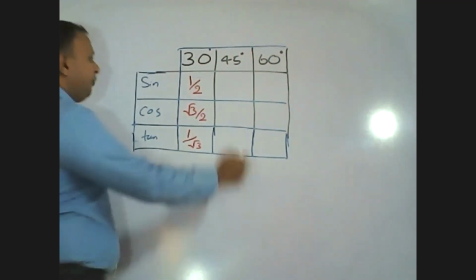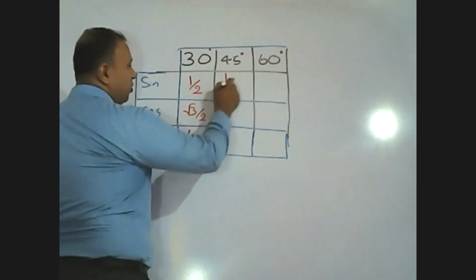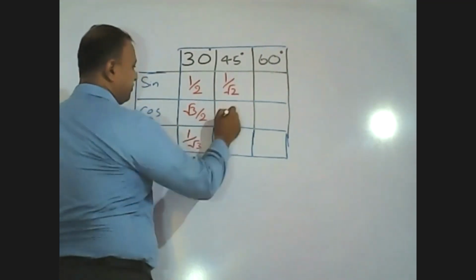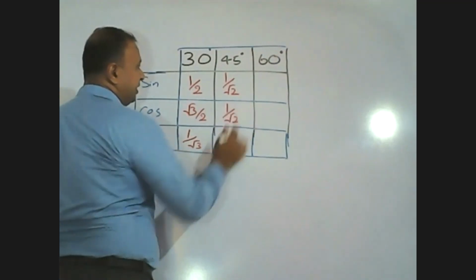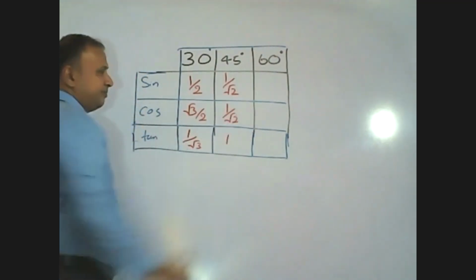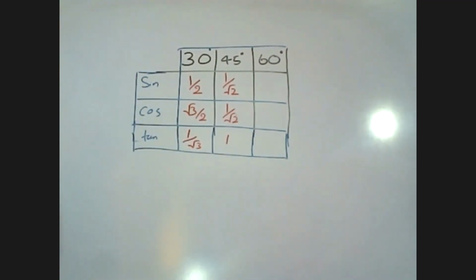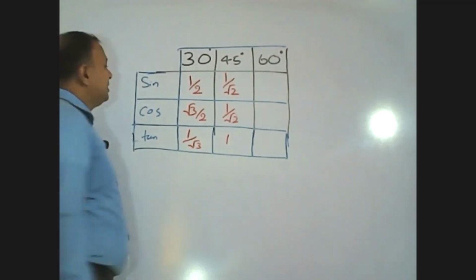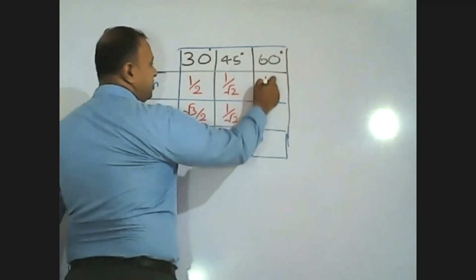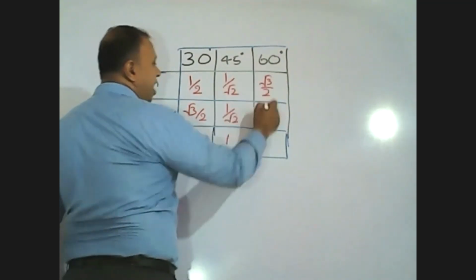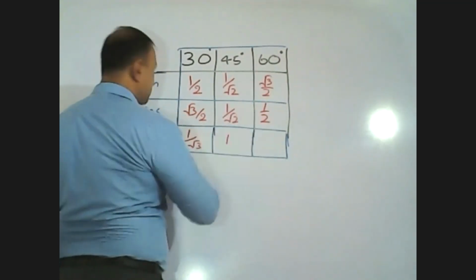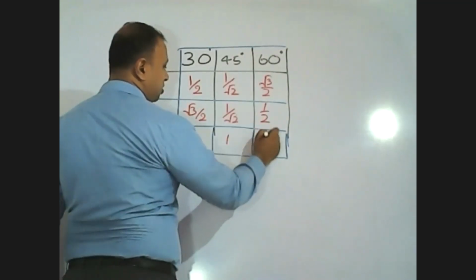Then 45. Sine 45 is 1 over root 2. Cos 45 is 1 over root 2. Then tan 45 is 1. Now 60. Sine 60 is root 3 over 2. Cos 60 is half. Tan 60 is root 3.